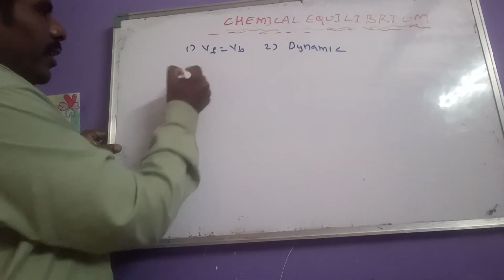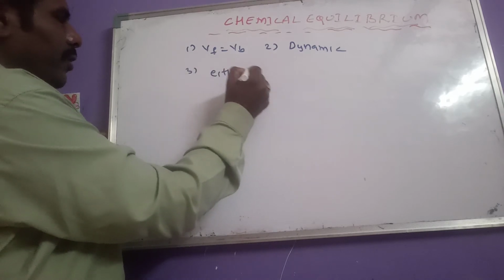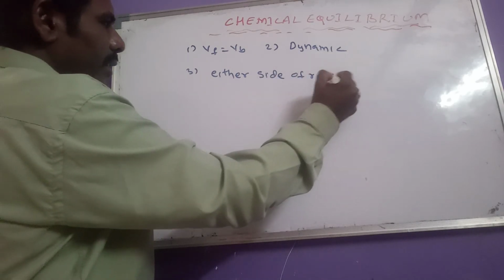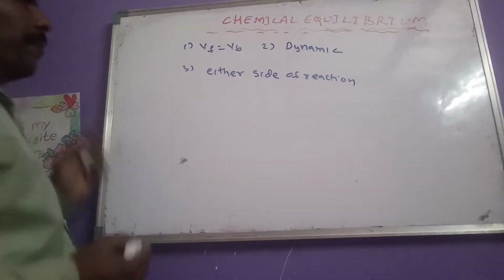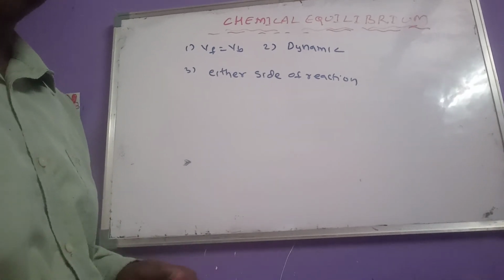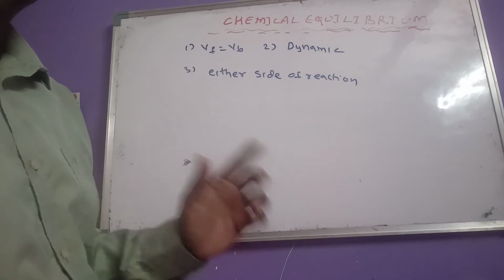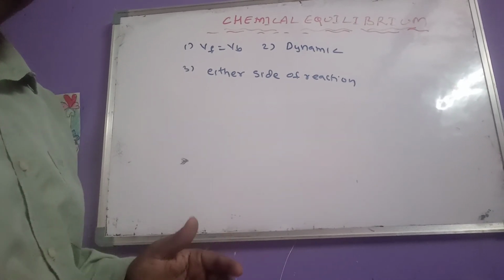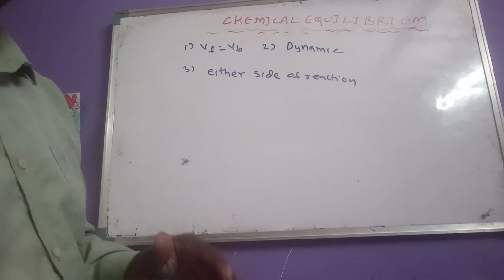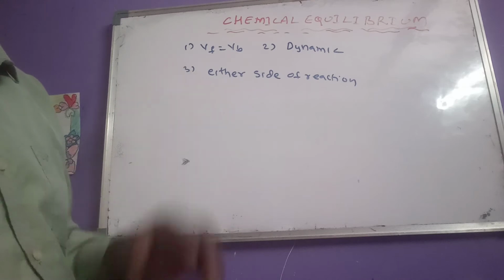And the third one is that equilibrium can be established from either side of a reaction. That means if you start the reaction by considering reactants, after some time one can observe the formation of equilibrium. Otherwise, if we start the reaction by taking products, also after some time we can observe the formation of equilibrium.